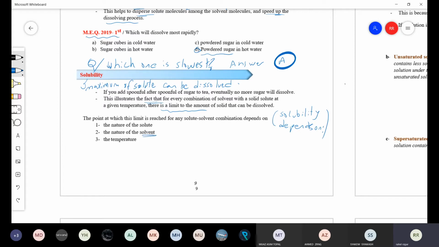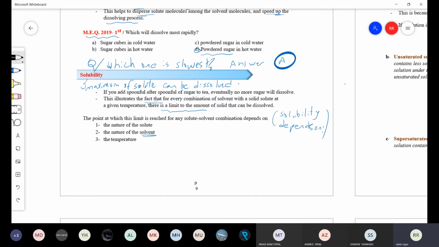That's nature of solvent. Third, temperature. If you dissolve sugar in cold water, it's different than dissolving sugar in hot water, or other substances as well. NaCl in hot water or cold water. We'll talk about those all later on. Which one will dissolve more, which one will dissolve less, and how the temperature will affect the solubility. So that's the third one.